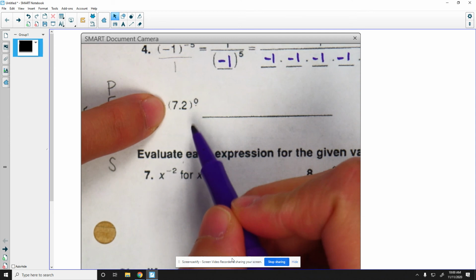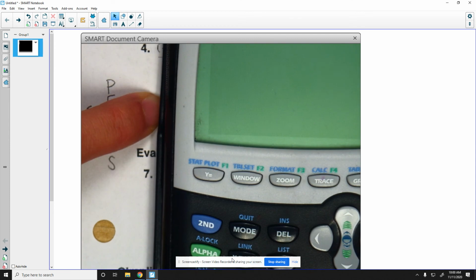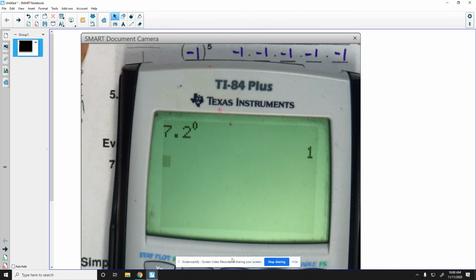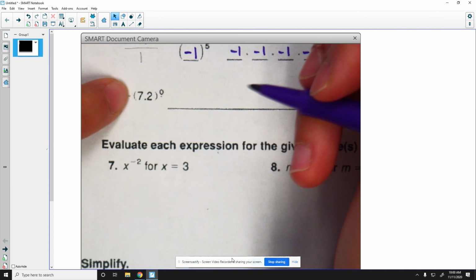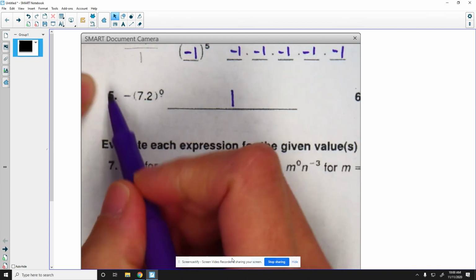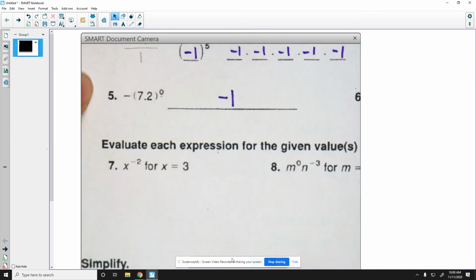So anything to the 0 power, what did that equal? 0. No. 1. So anything to the 0 power, 7.2 to the 0 power, equals 1. 56 to the 0 power equals 1. 1 million to the 0 power equals 1. Anything to the 0 power is always going to equal 1. Okay, so for this one, 7.2 to the 0 power equals 1. And then do you see how the negative is on the outside, so you just stick it in front.